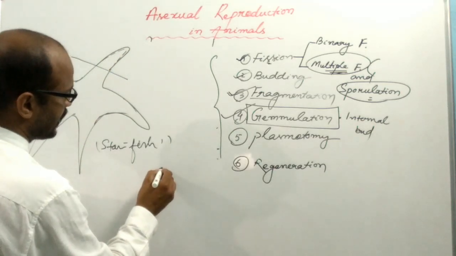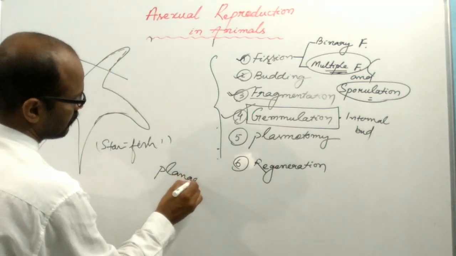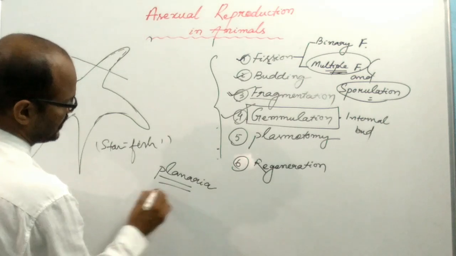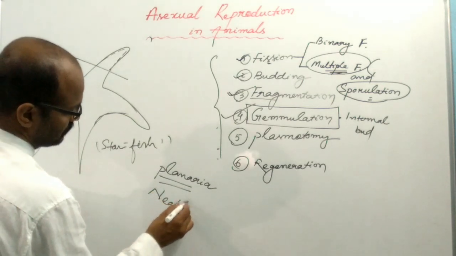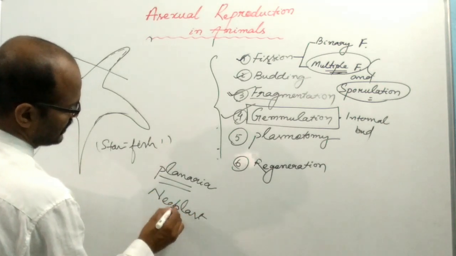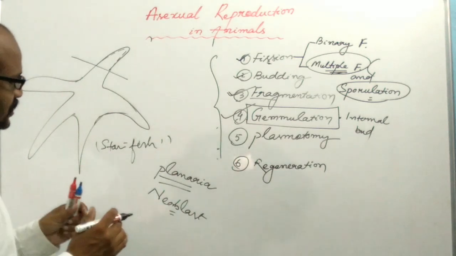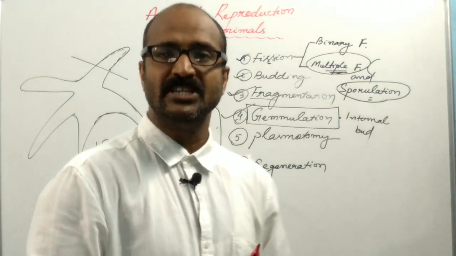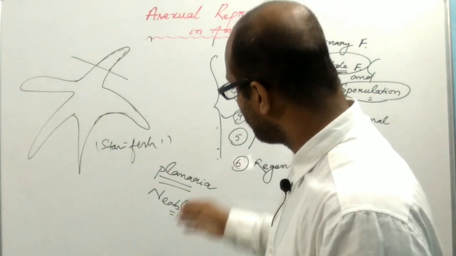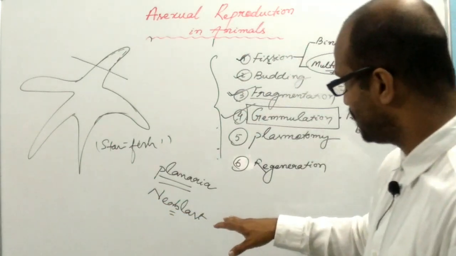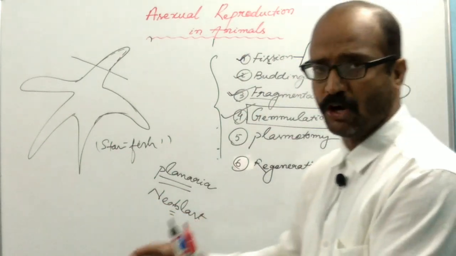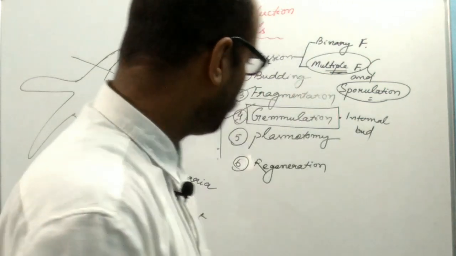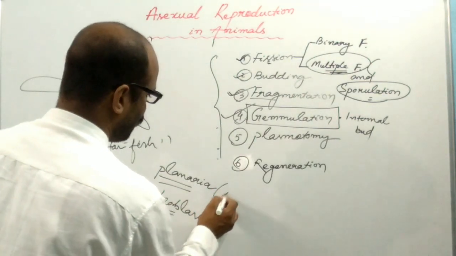In case of planaria, the neoblast cells initiate the process of regeneration, and the division of such neoblast cells forms the lost part. In case of planaria, this is the flatworm.